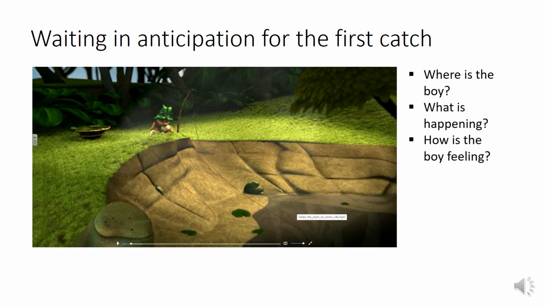What is actually going on? What is the boy doing? Why is he doing this? Is he fishing for his tea? Is he fishing for enjoyment? Why do you think he's doing that?